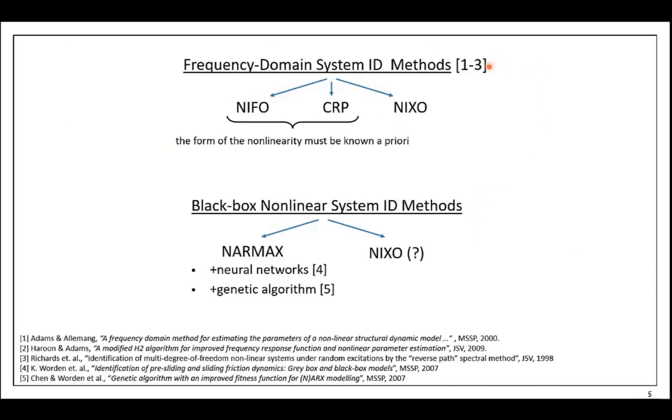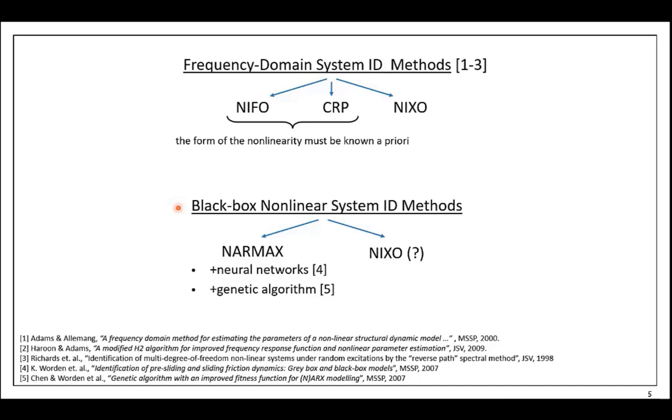To finish this brief overview, I would like to mention that NIXO can be classified as a frequency domain identification algorithm among previously proposed methods such as NIFO or CRP. However, please note that the nonlinear equation of motion form must be known explicitly before using these 2 methods. The goal of this talk, however, is to introduce NIXO as a reliable black box system ID method, so a method which can be used when the equation of motion form is not known beforehand.